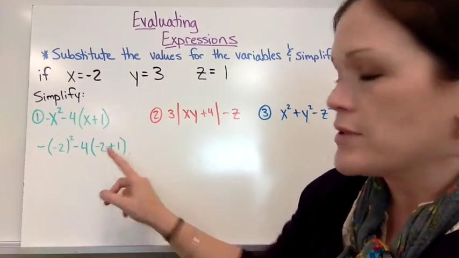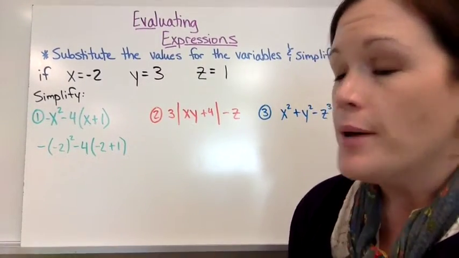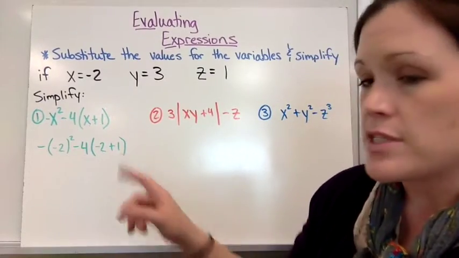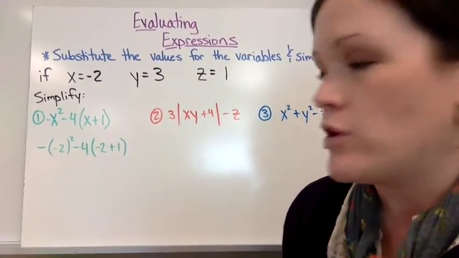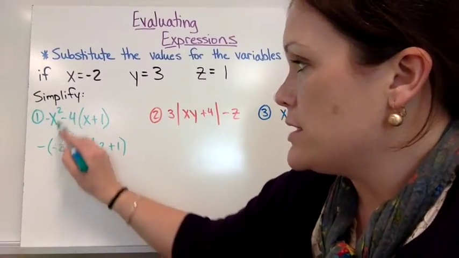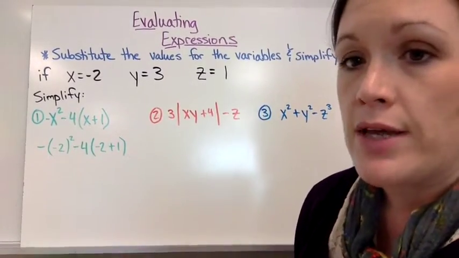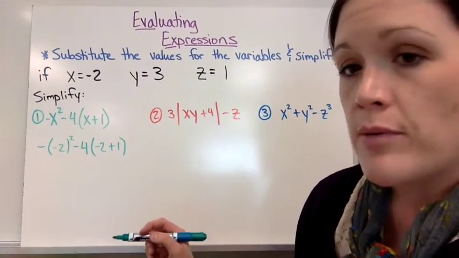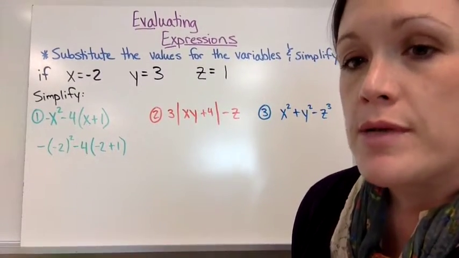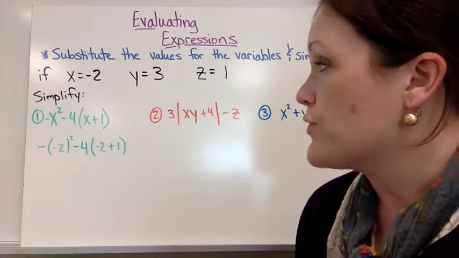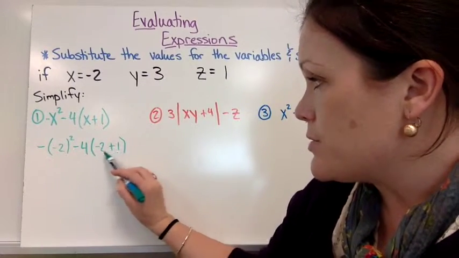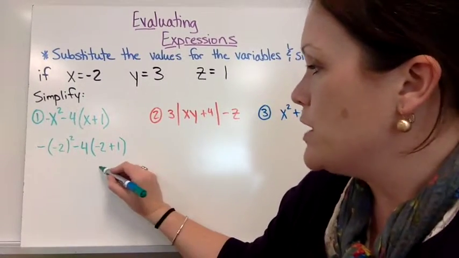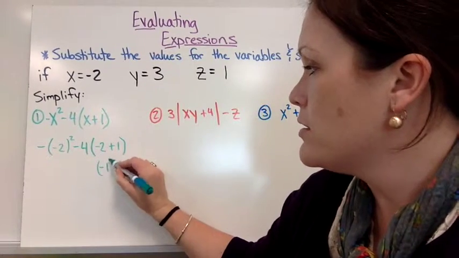Some people put an extra parentheses around that -2 right there, but since it's not really in danger of us messing up that negative, I'm just going to leave it open for now. But this one was in danger of maybe missing a negative right there, so that one's more important. So let's take care of, like order of operation states, we should take care of our parentheses or our grouping symbols first. So inside this parentheses, we have -2 plus 1 would be -1.